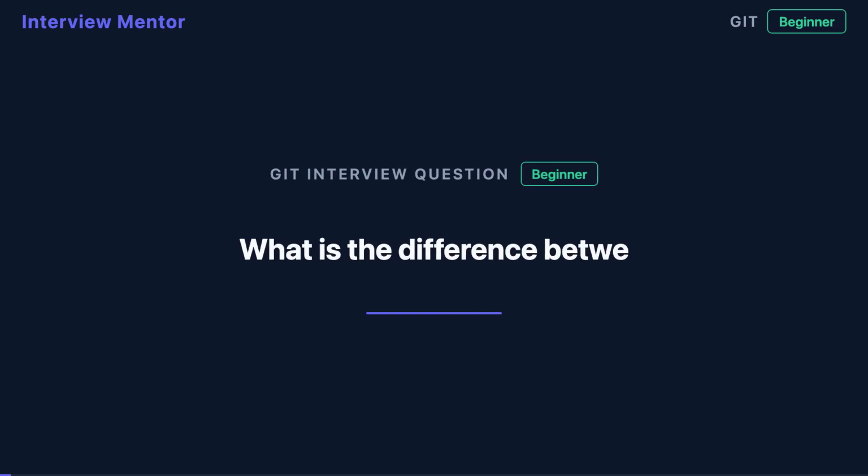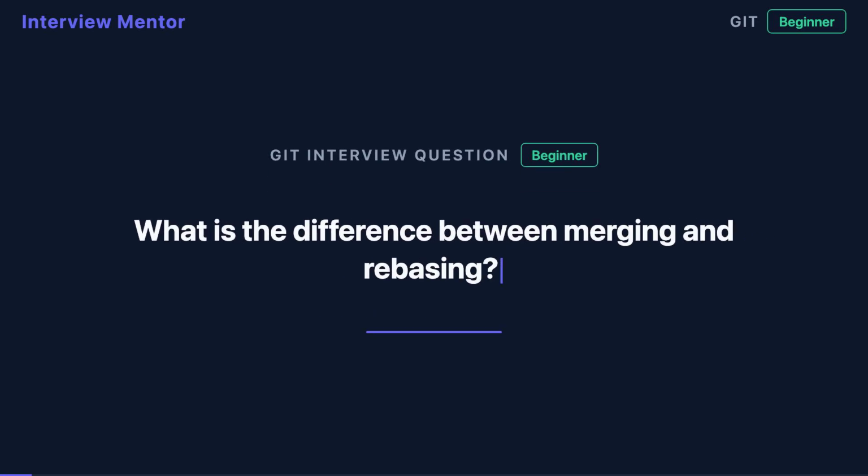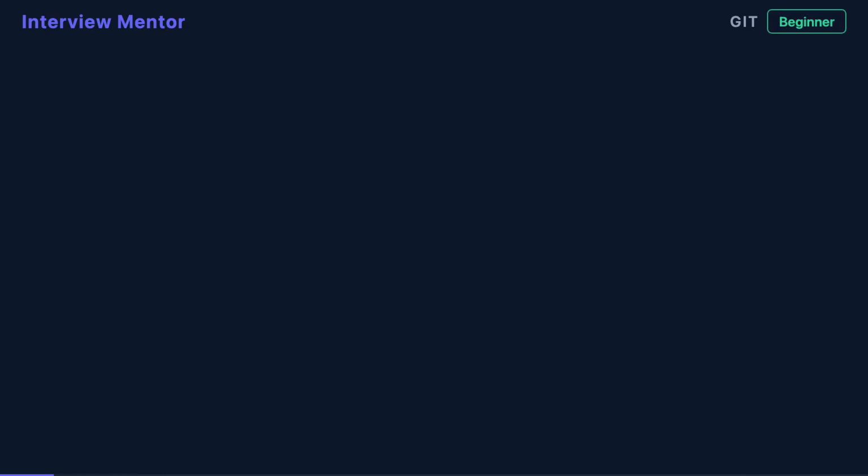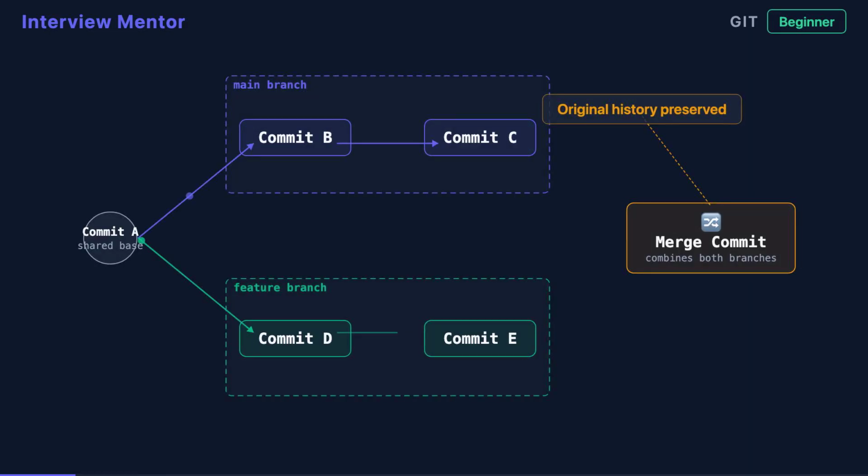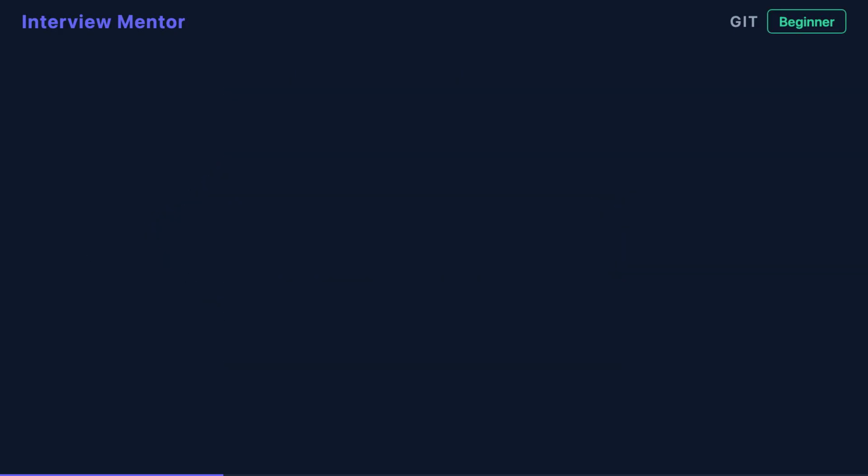Git merge and rebase both combine branches, but one rewrites history. Here's the difference. When you run git merge, Git creates a brand new merge commit that joins two branches together. Your original commits stay exactly as they are. The feature branch history and the main branch history are both fully preserved. Open git log and you'll see the forked paths, the commits on each branch, and exactly where they came together.